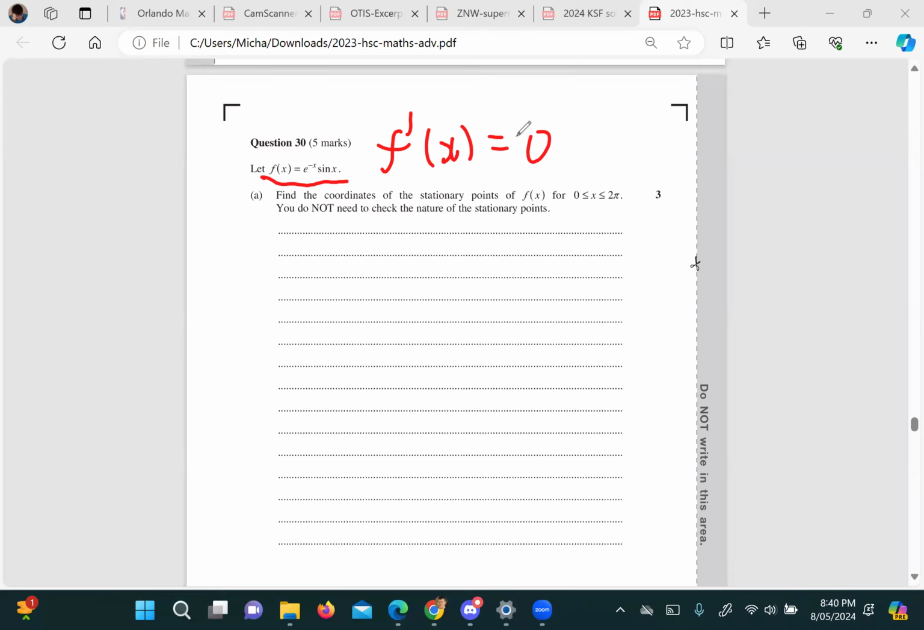So we're trying to differentiate e to the minus x sine x, yeah? What have you got so far? If I differentiate... Okay, what did you get? So I got negative x. Yeah, it's negative e to the negative x.